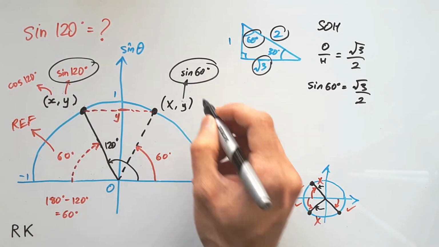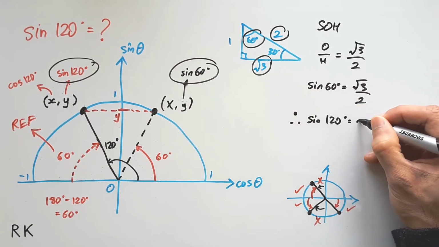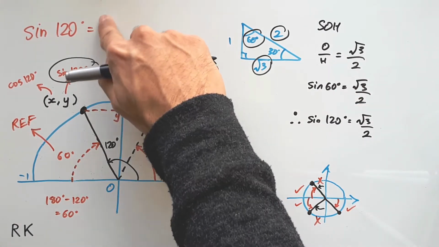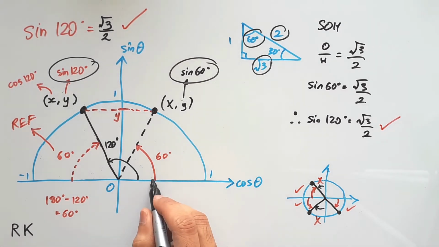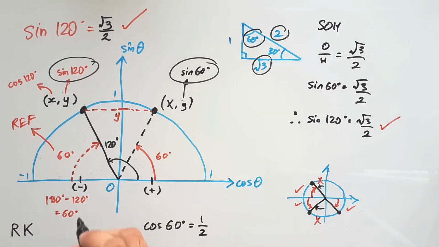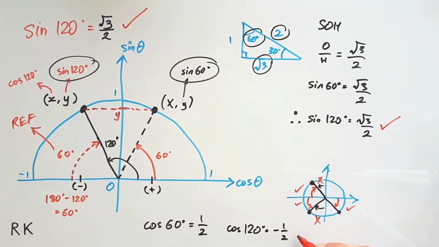Since both points share the same y value, we can conclude that sine 120 also equals root 3 on 2. Done. If you like, you can do something similar for the x value, but just bear in mind its signage. Cos 120 is on the left side of the graph, so the x value would be negative.